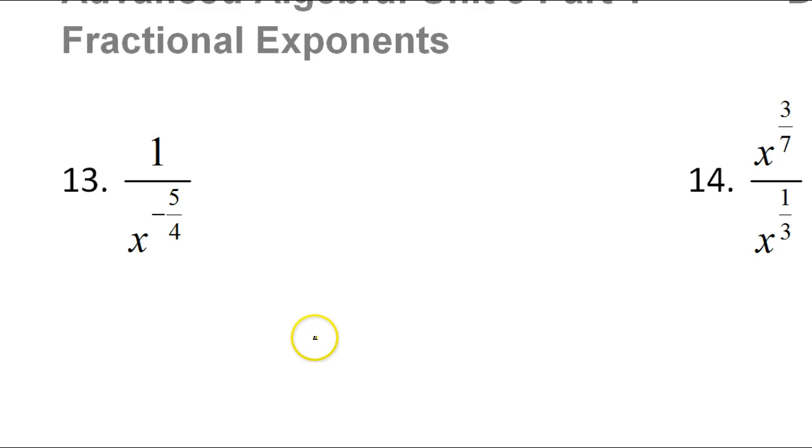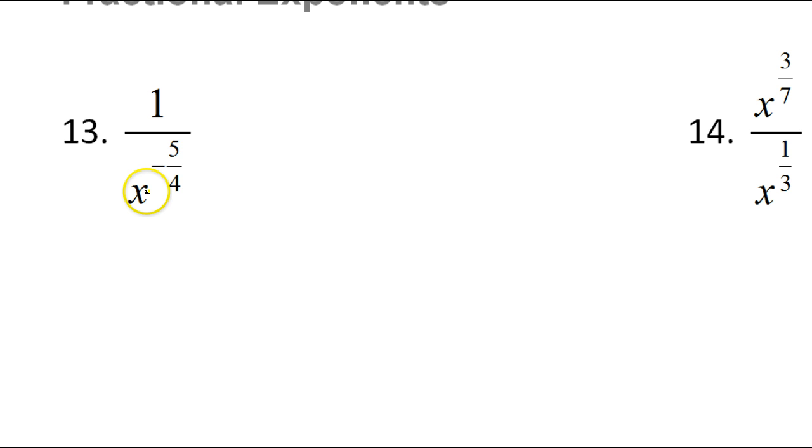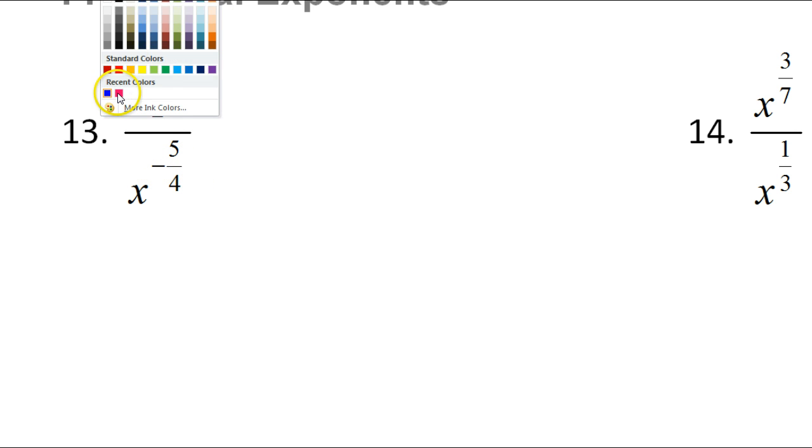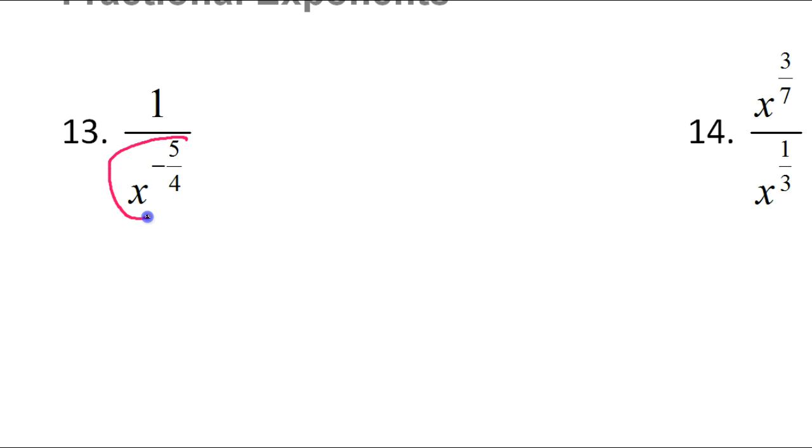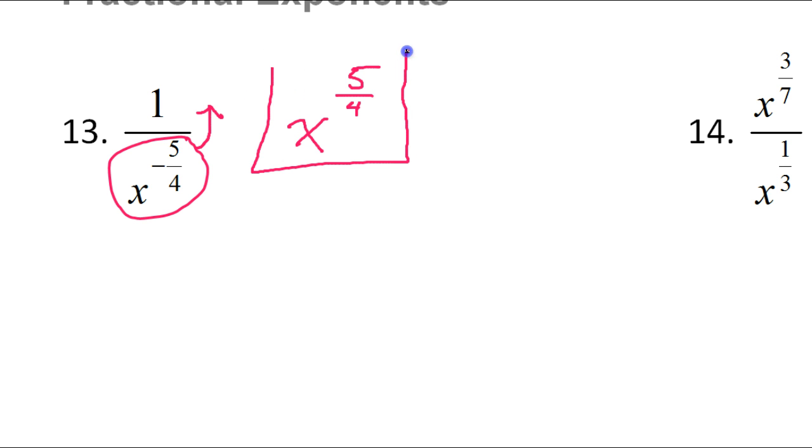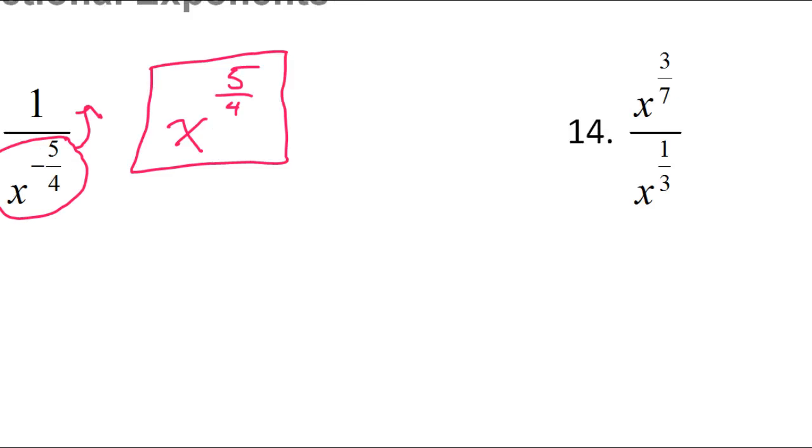All right, now we're at number 13. Wow, these problems seem to be getting easier and easier. For this one, there's really nothing else to do other than the fact that this has a negative exponent, and we know that any expression with a negative exponent is on the wrong side of the fraction. So this is going to have to be moved up. So once this moves up, then we will have x to the 5/4 power. And that's it. So that's the answer, number 13.